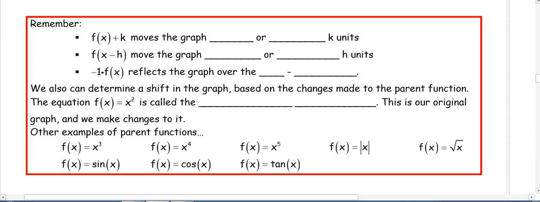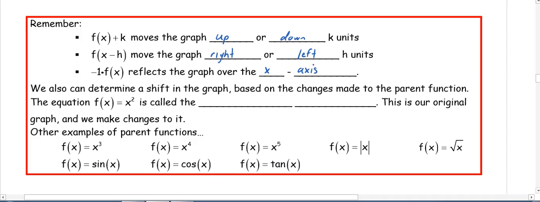So this video is going to review writing function rules for translations. A couple things to remember. If we have f of x plus k, that means we are either moving it up or down. If we have f of x minus h, that means we're either moving it right or left. And then remember, when we multiply by -1, that means that we are going to reflect over the x-axis. So we can determine a shift in a graph based on the changes made to the parent function.